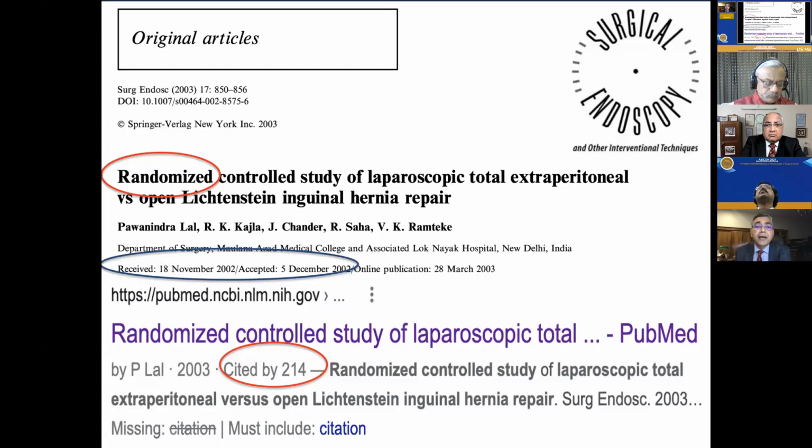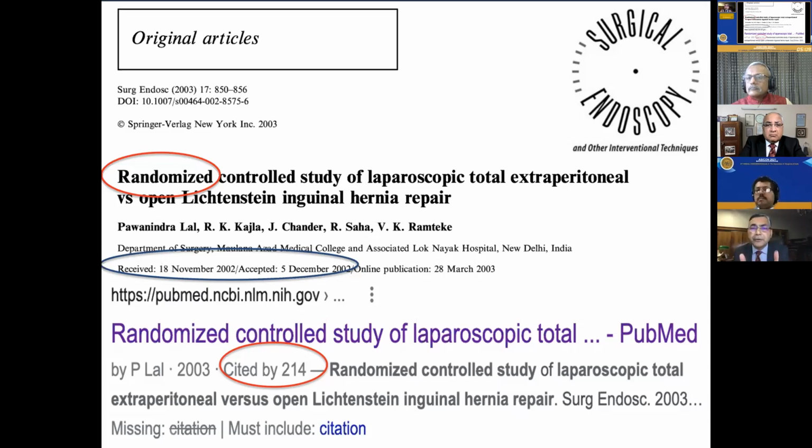And this is an example of my own first thesis work, which was given to my student, Ramkrishan Kajla, who is the second author. This was a study which we did as an RCT between TEP and Lichtenstein open hernia repair. And I'm very glad Ramkrishan picked up this particular problem. It was a very new topic 22 years back, in 99, when we started this. We did not think that this would reach Surgical Endoscopy one day. We had only 25 patients in one group.